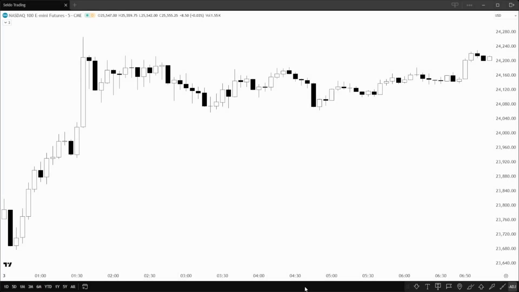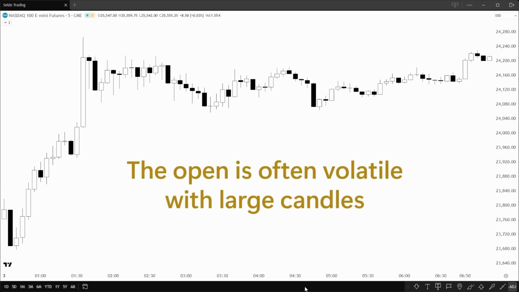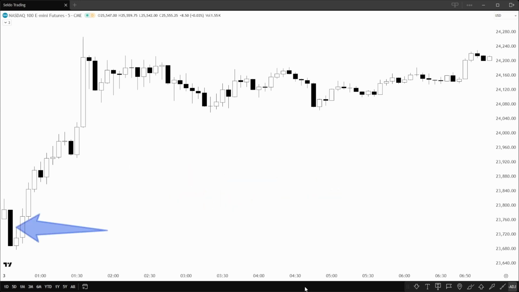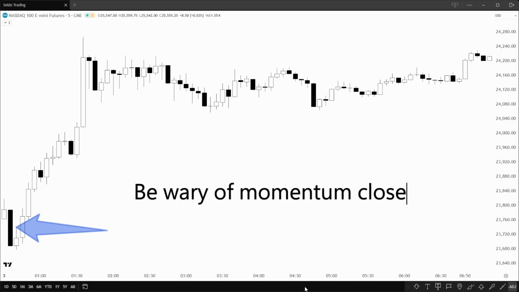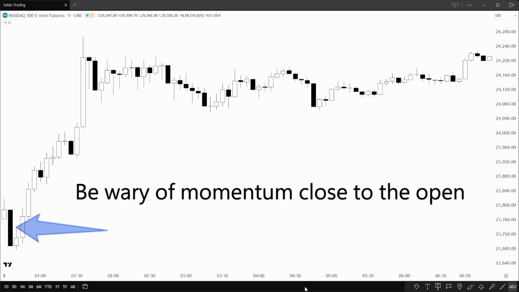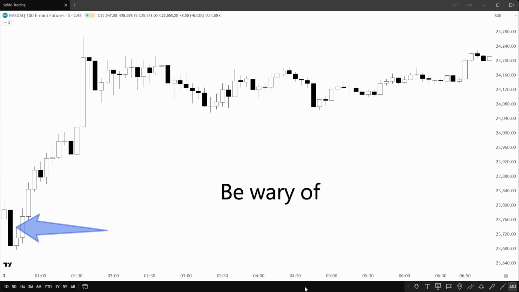This is an intraday chart of the Nasdaq futures, which highlights 2 very important points concerning the appearance of momentum. If you're trading intraday, you'll often see a large strong candle or signs of momentum at the open, as we do here. Momentum this close to the open does not produce reliable directional strength. Strong candles and directional movement near or at the open often reverse.